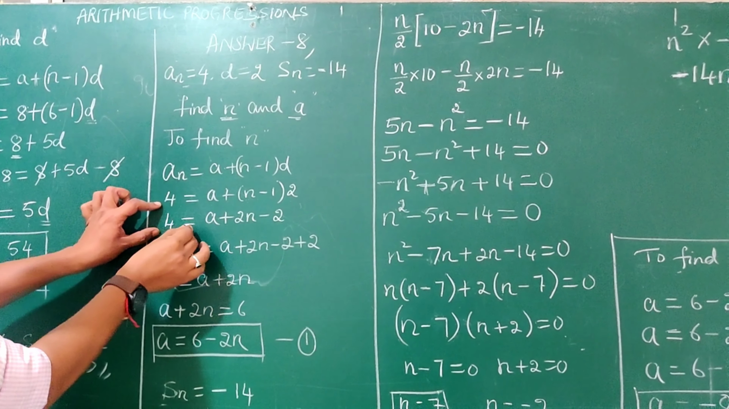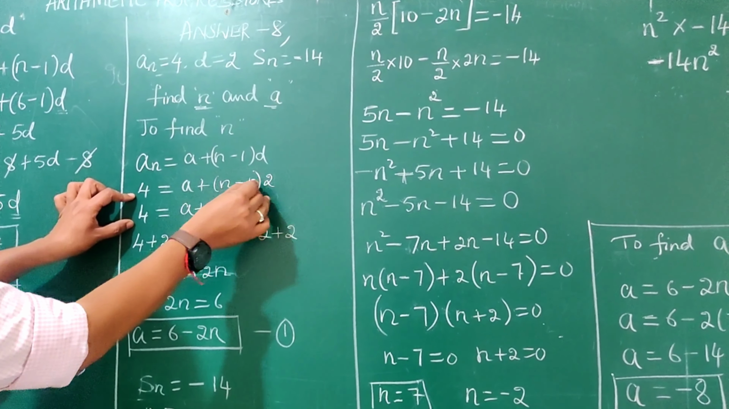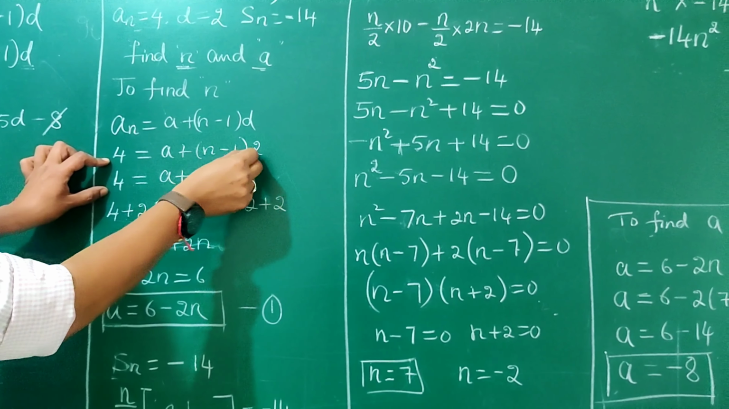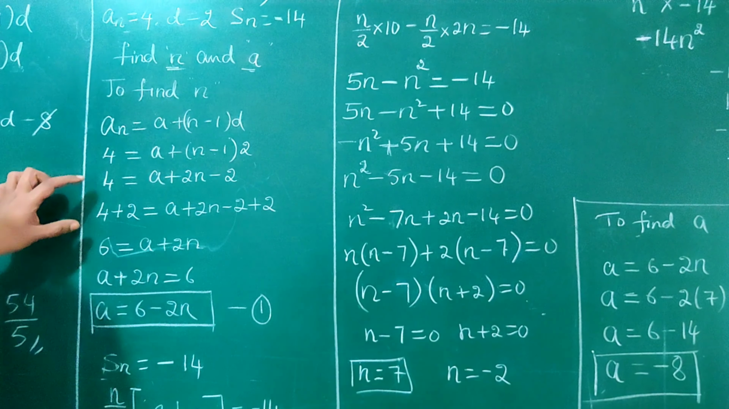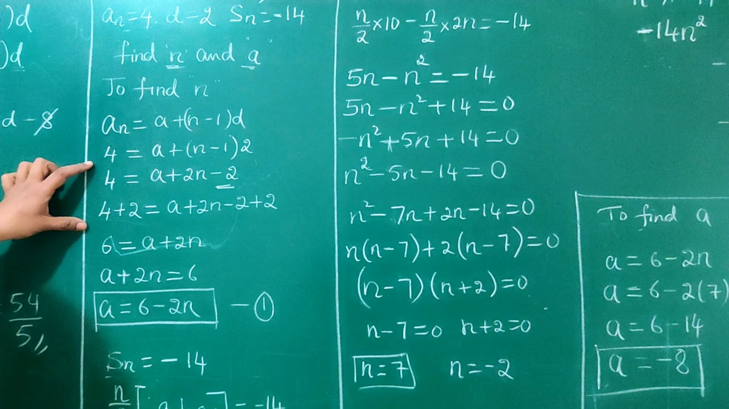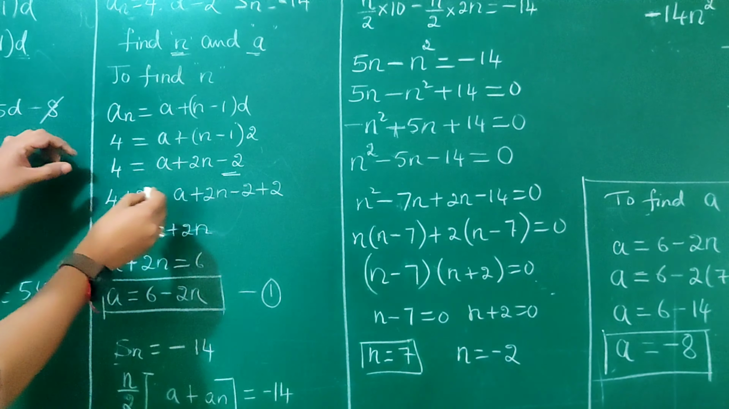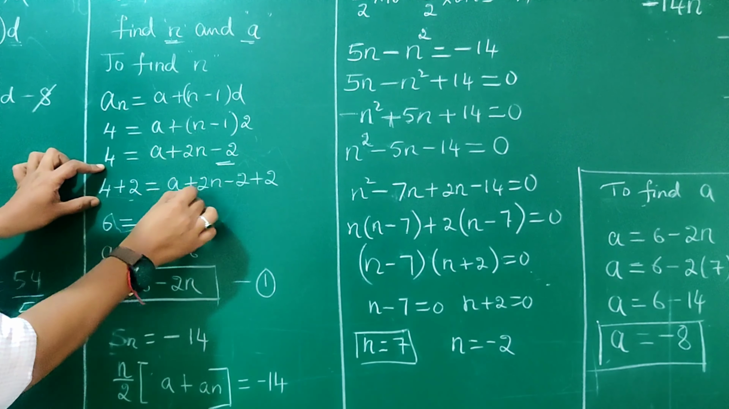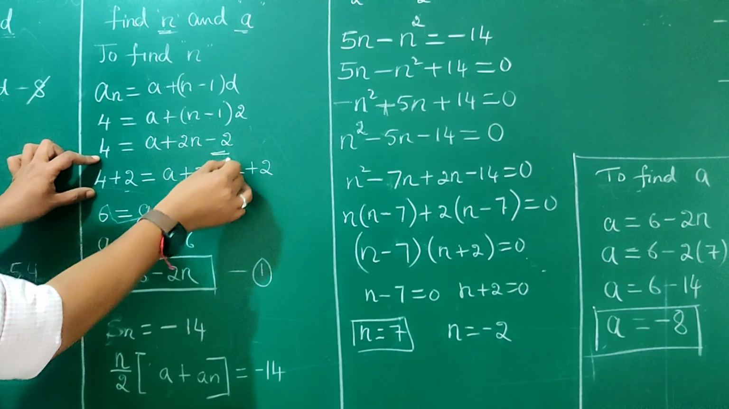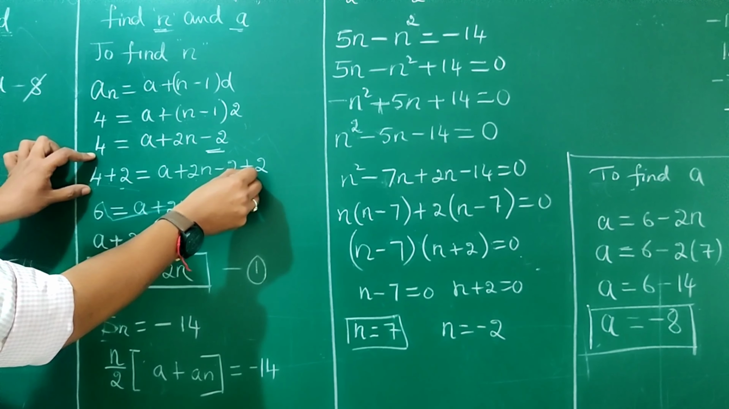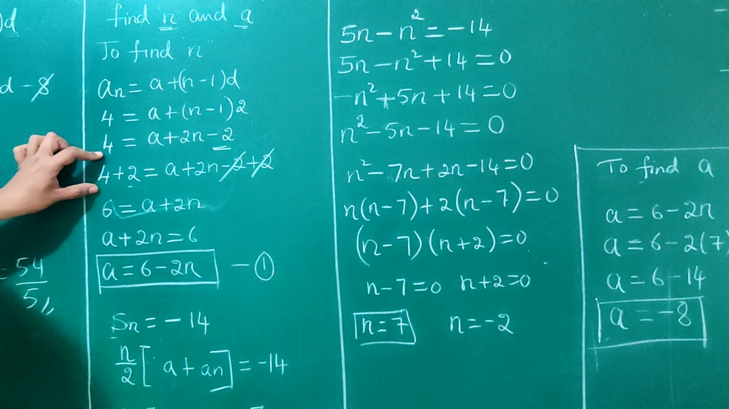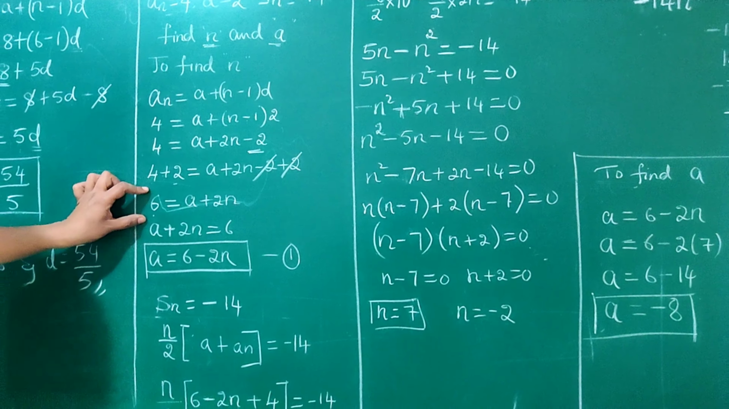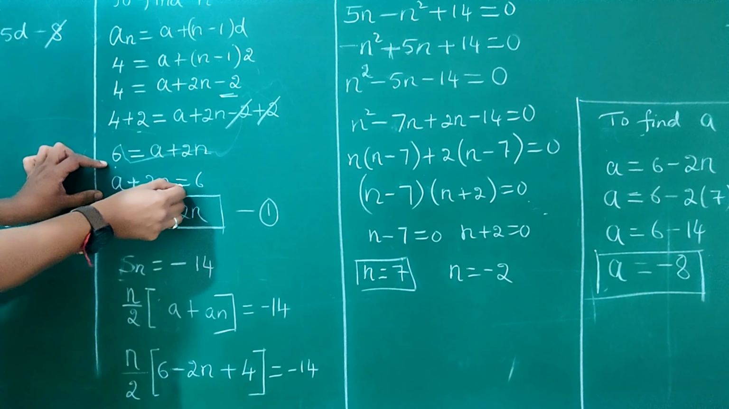Okay. Now 4 is equal to a plus, multiply this 2 with n minus 1, so 2 into n is 2n, minus 1 into 2 is minus 2. Now we'll eliminate this minus 2 by adding plus 2 on both sides. So 4 was there, for which we added 2, and a plus 2n minus 2 was there, for which we added plus 2, so that plus 2 and minus 2 get cancelled. What is remaining? 4 plus 2 is 6 is equal to a plus 2n. This can also be written as a plus 2n is equal to 6.